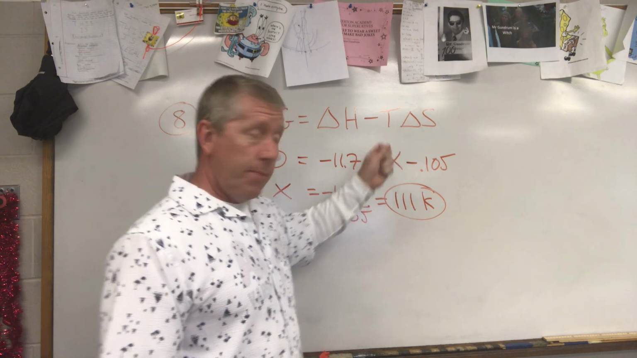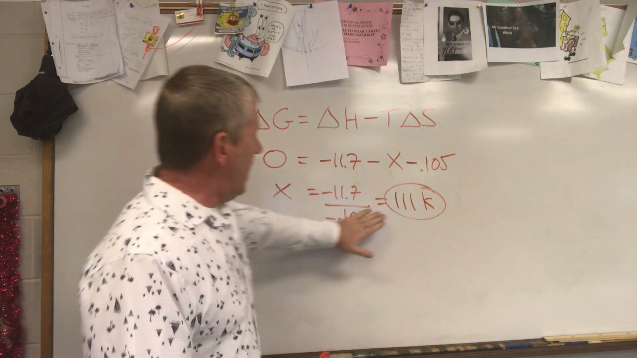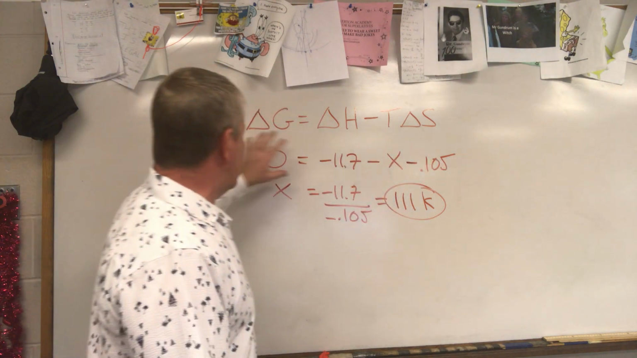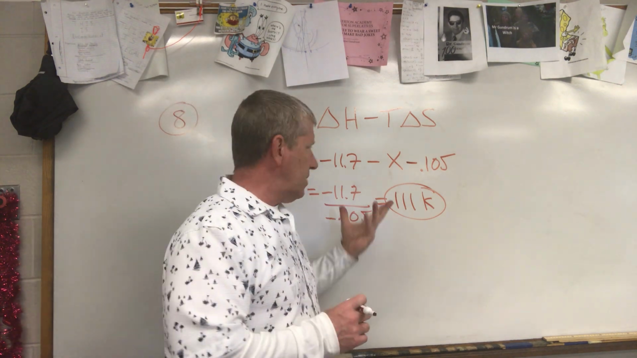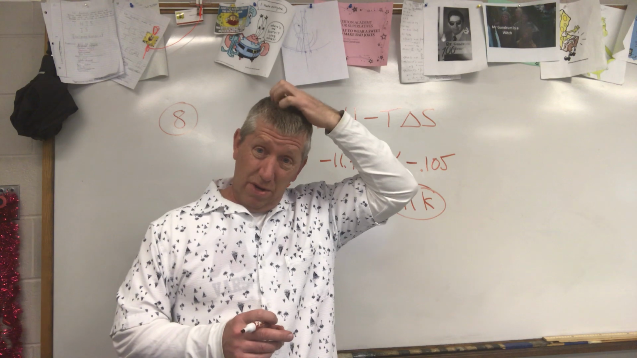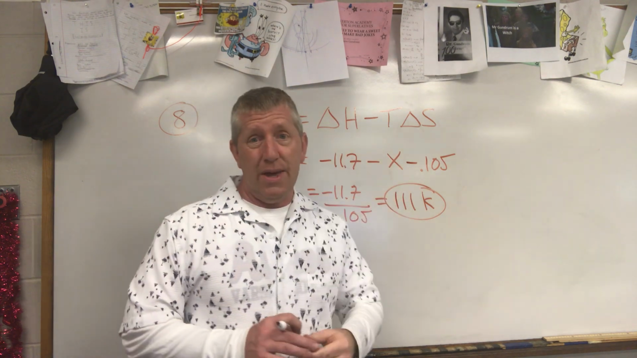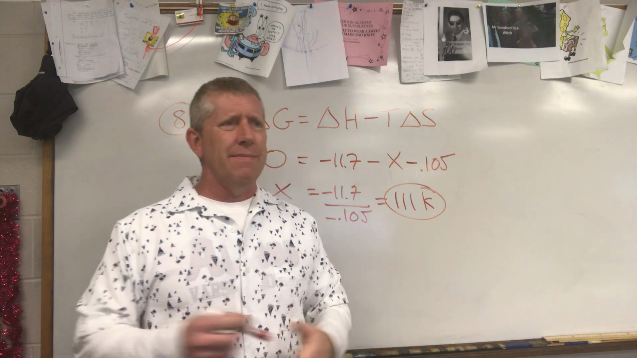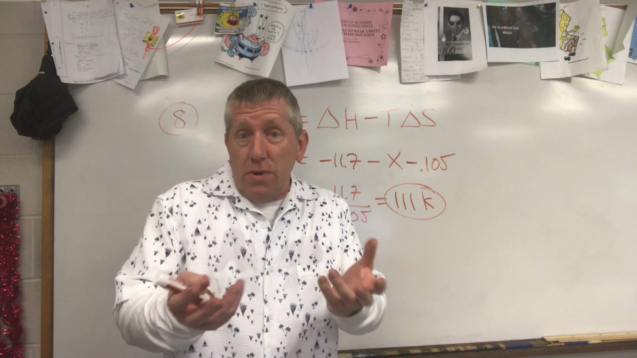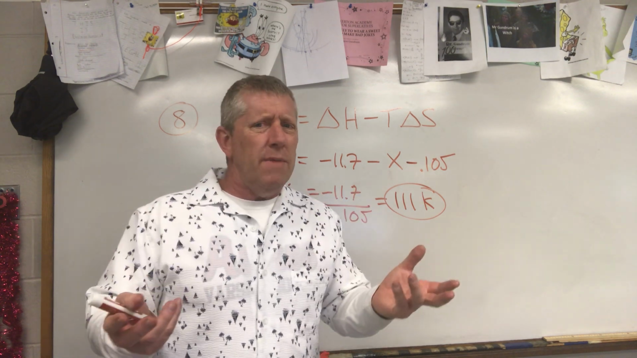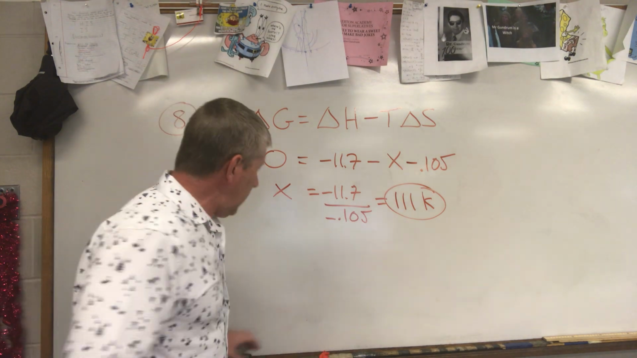Let's plug in a number. So we know that T lets this equation be 0. If I take this 111 and put it in here, I will get 0. Let's see what happens if I put in a number that's greater than 111 degrees Kelvin. Maybe make it 200 degrees Kelvin. 200 is greater than 111. So what would happen if the temperature were 200? Let's put 200 in the equation and see what would happen.